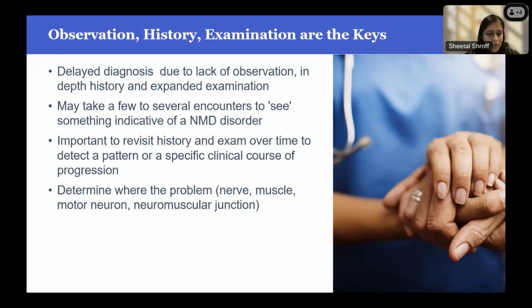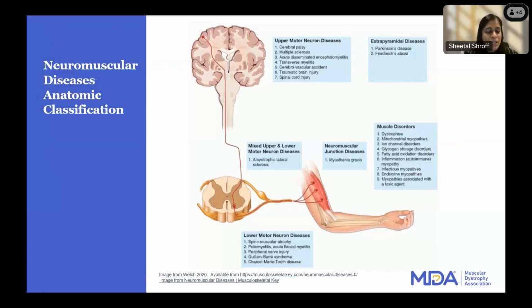Now, this next slide gives an anatomical classification of these neuromuscular diseases. I know Dr. Greene went over this briefly. Now you can see, starting more distally away from the nervous system, is the muscles. All the dystrophies, the metabolic or mitochondrial myopathies, the ion channel disorders, these storage disorders, glycogen storage, fatty acid, and then inflammatory conditions like myositis, endocrine, as well as statin myopathy. So all these are different myopathies which can affect the muscle.